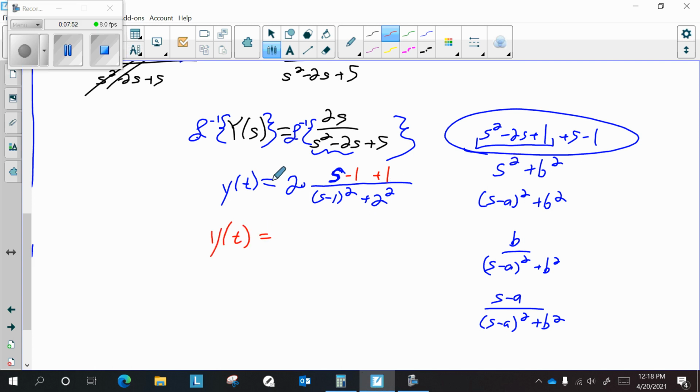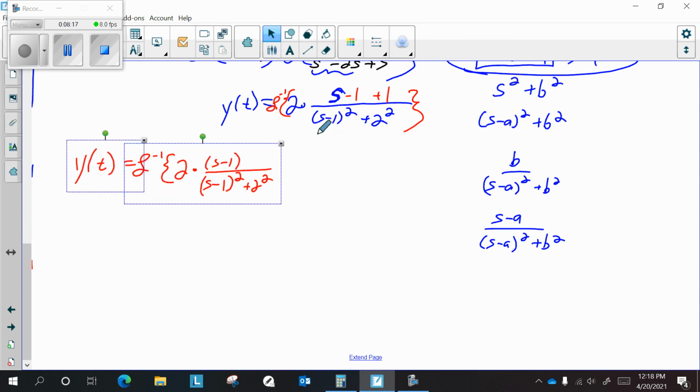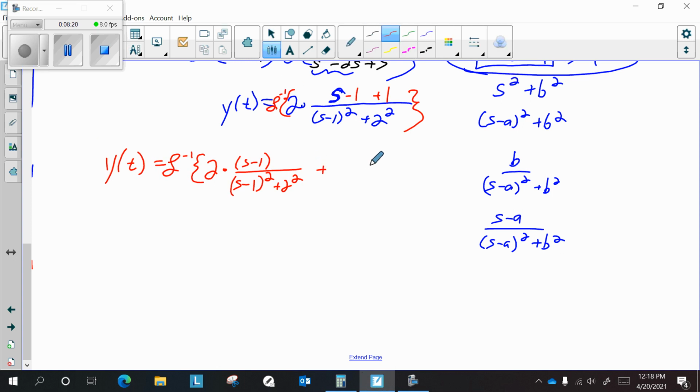So let's not forget our inverse Laplace symbol there. So we need to transform. We have a 2 out front. We have an s minus 1 over s minus 1 squared plus 2 squared. We don't need this plus 1 in the numerator, so let's put it in its own fraction. So let's put a plus 1 over that same denominator. Group that together, and then have that together. So that over our denominator plus that over the denominator.